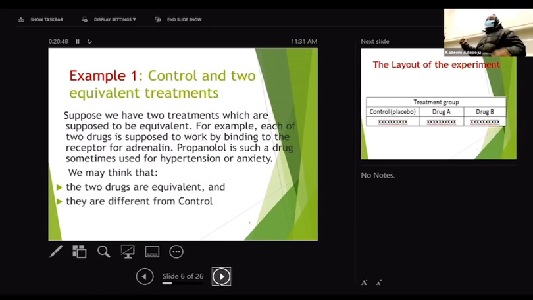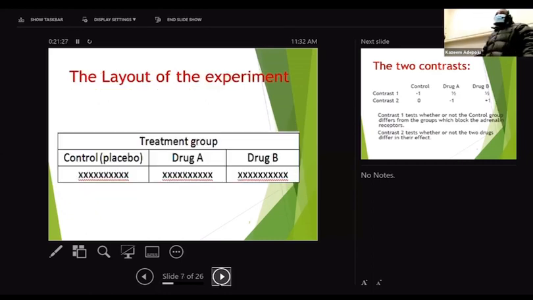But in the example that I provided in the notes today, it is similar to what I just explained. We have the treatment and the control, and the treatment is divided into 2. With the control, we get 3 levels. There is a drug called propranolol that we use for hypertension. We have 2 drugs that are equivalent, and we want to compare them with the control. Because of that, I'm going to have this design layout.